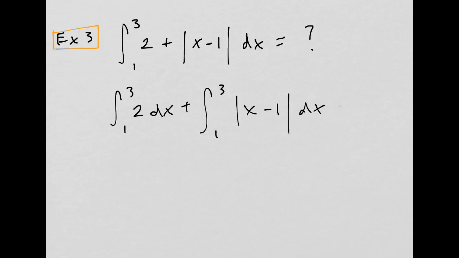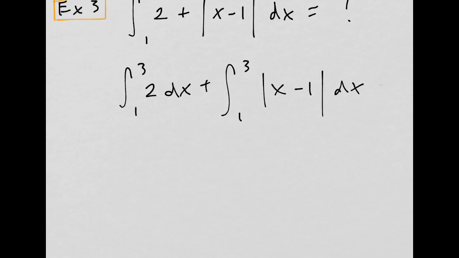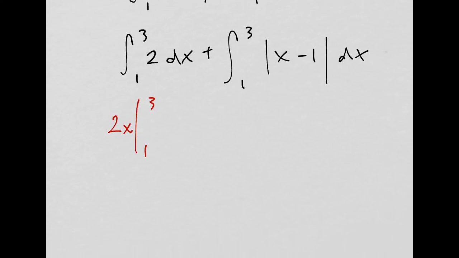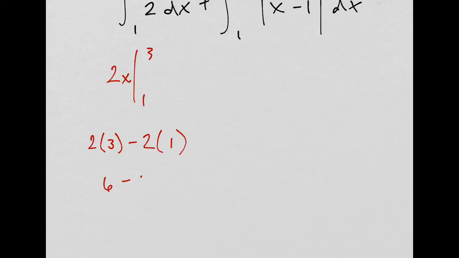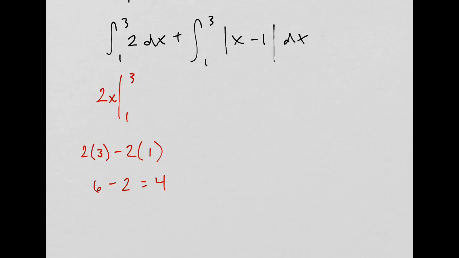So let's think of this. If we have the integral from 1 to 3, that's a distance of 2 and a height of 2, which would be an area of 4. Let's see if we get that using antiderivatives, like the second part of the fundamental theorem of calculus. The antiderivative is 2x, evaluated from 1 to 3, which equals 2 times 3 minus 2 times 1, which is 6 minus 2 equals 4. That's what I said.